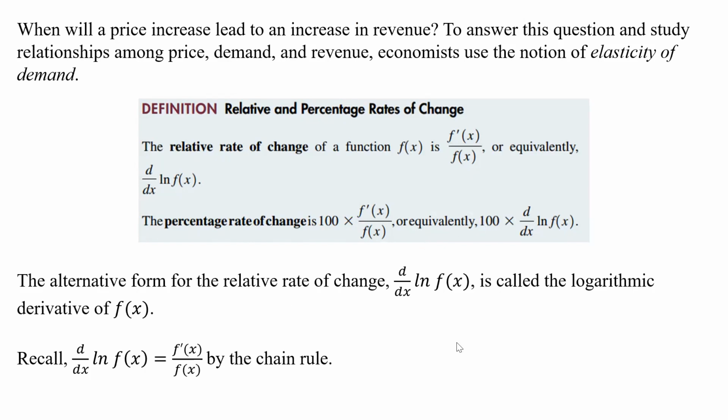Now, the alternative form for the relative rate of change, d dx of ln of f of x, is called the logarithmic derivative of f of x. Recall d dx of ln of f of x is f prime of x over f of x by the chain rule, because you take the derivative of ln, which gives 1 over what's inside, f of x, and then you take the derivative of the inside, which is f prime of x.